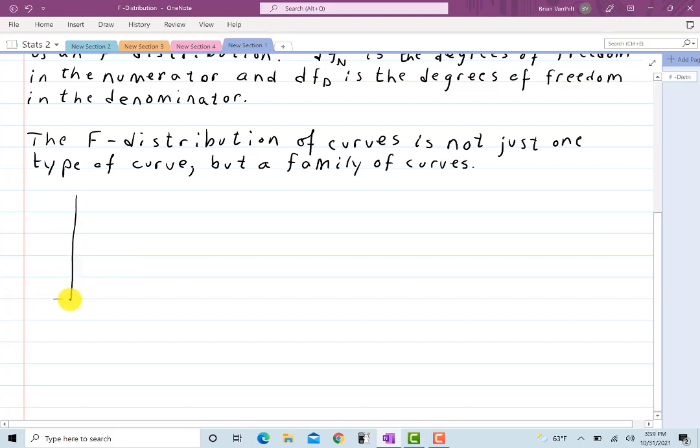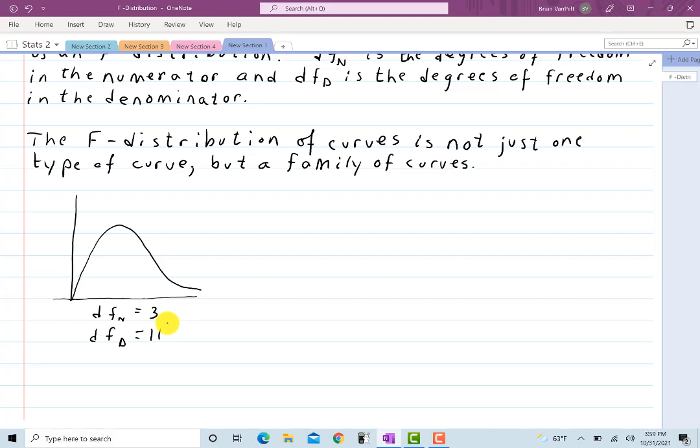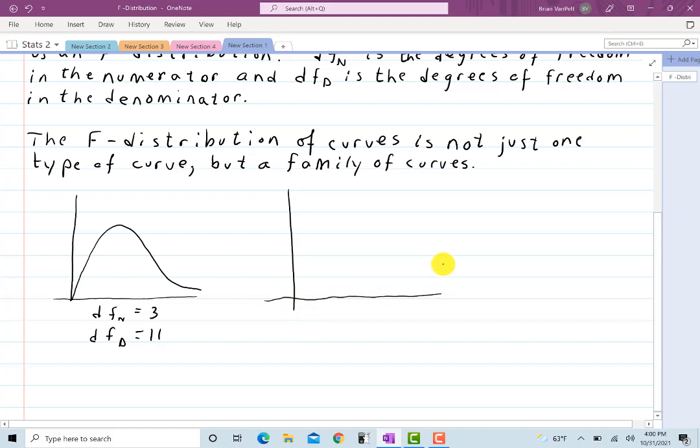Here's one type. It starts at 0, 0, and looks like what we were just studying before. Here we have dfn equals 3 and dfd equals 11. So the degrees of freedom are what control the shape of the graph. Although the shape won't be that important, more so the tables in the back of the book will be important.